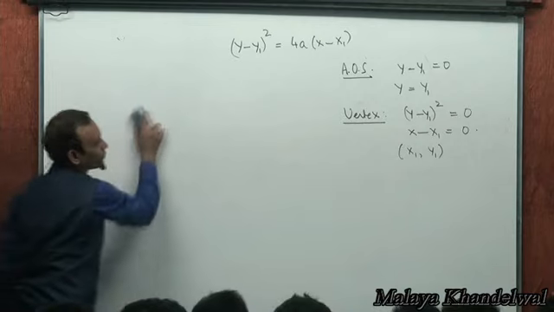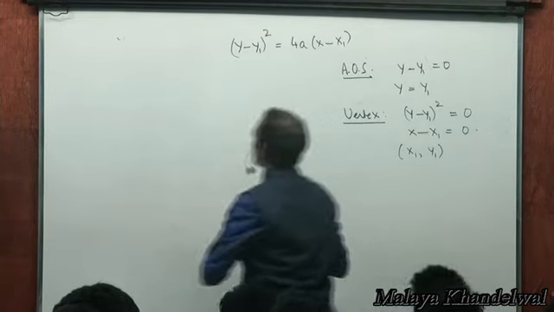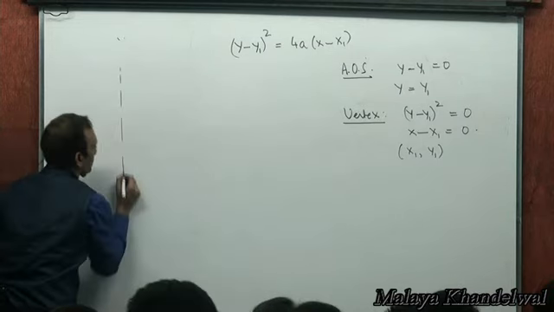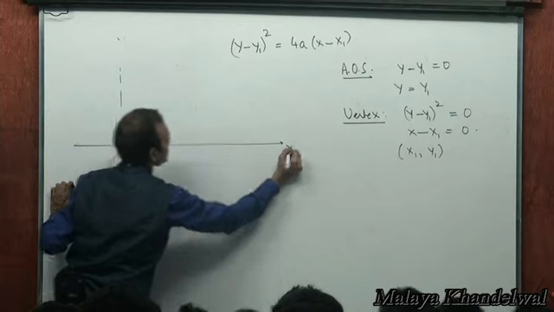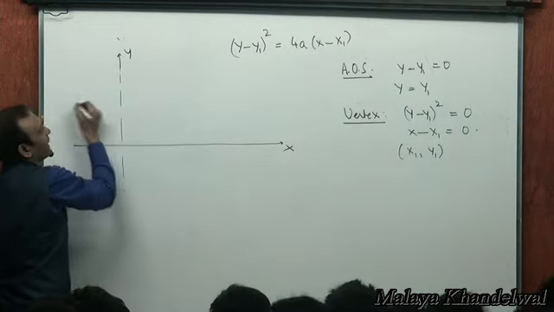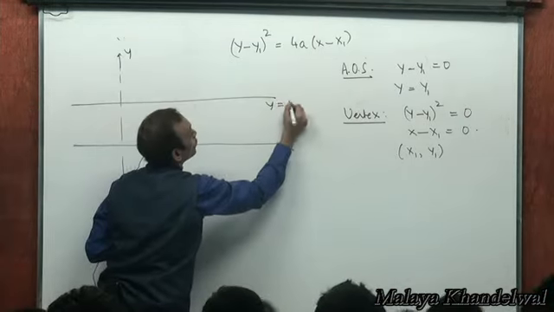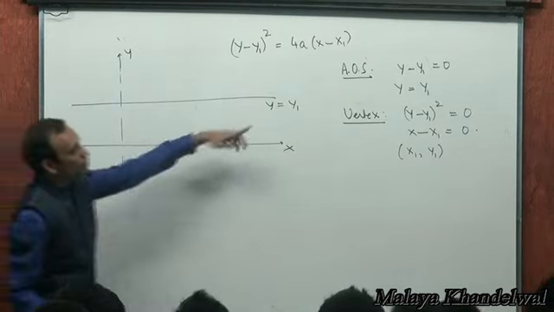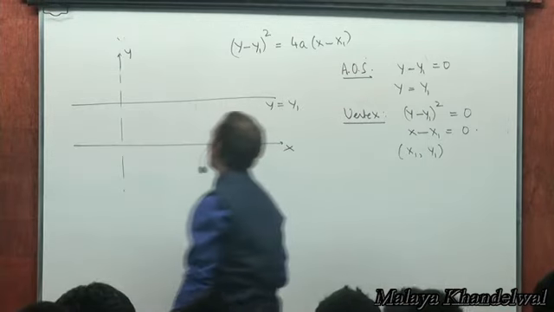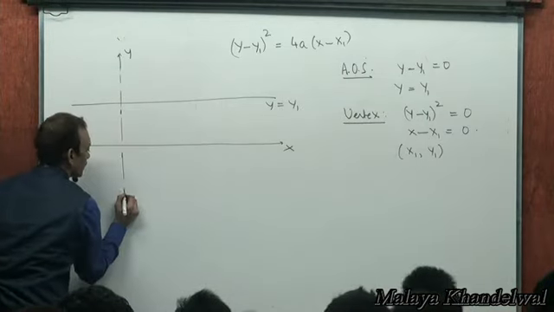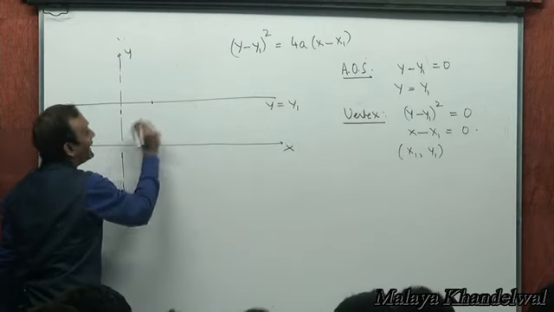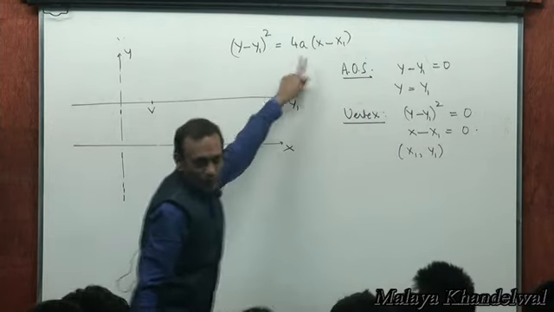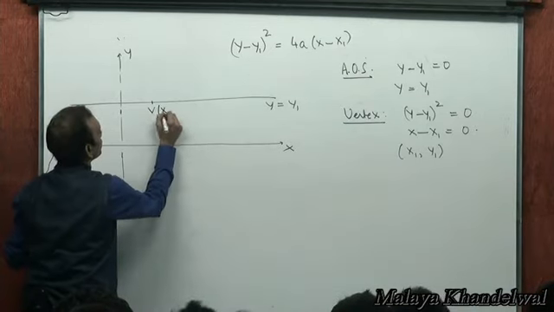Which means now, look, this is the x-axis, this is the y-axis. And the axis of symmetry is y equal to y1. This is the axis of symmetry of the parabola, right? Y equal to y1 is the axis of symmetry of the parabola. And the vertex of the parabola is x1 comma y1.